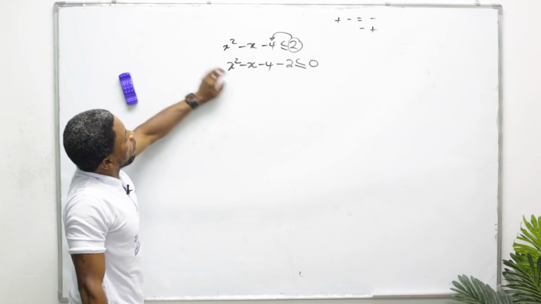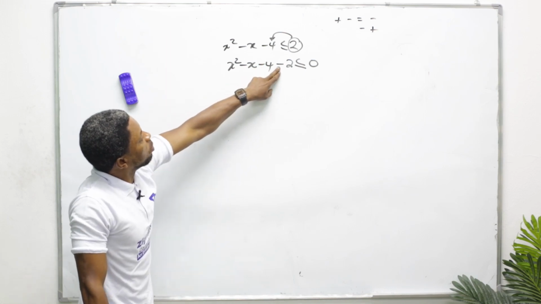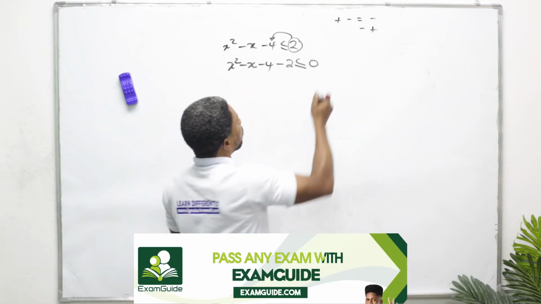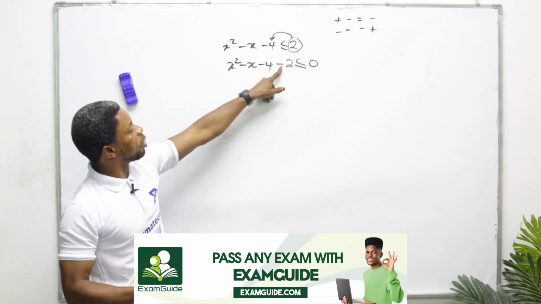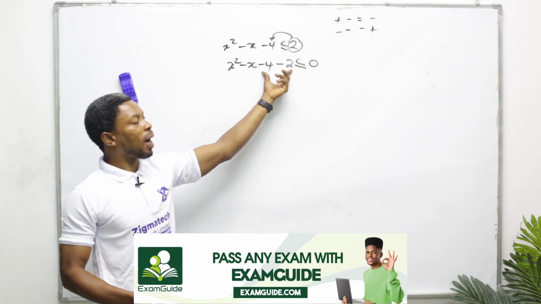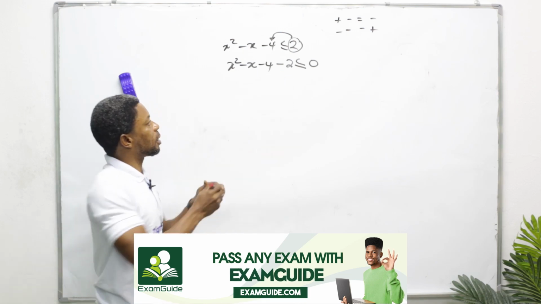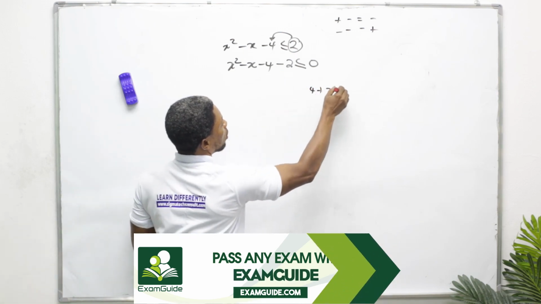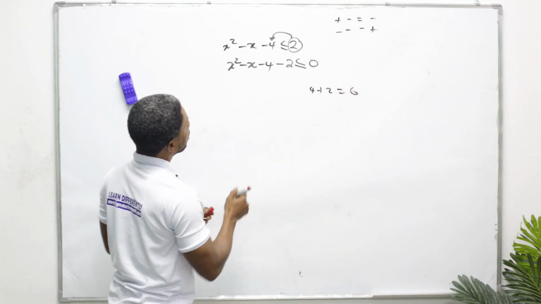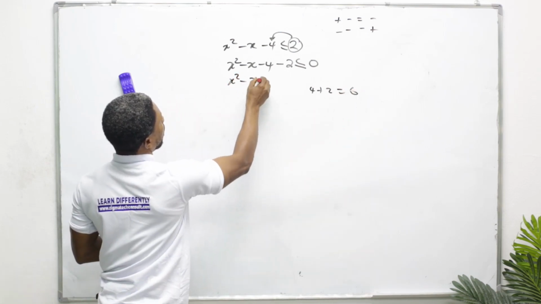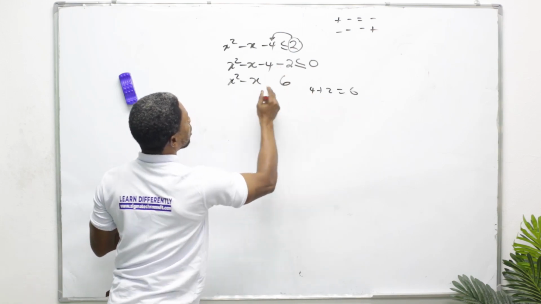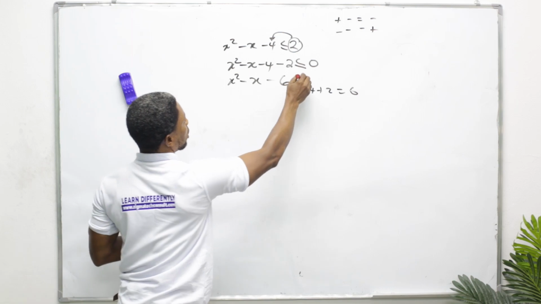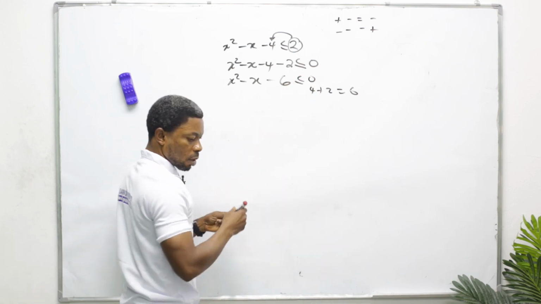And now at this point in time, look at it. Minus minus plus. That thing I wrote on the board before for you. Minus minus plus. So minus minus is plus. That means I'm going to add the two numbers. 4 plus 2, that is 6. So this is now x squared minus x minus 6. The sign of the bigger number follows your answer. It's less than or equal to 0.